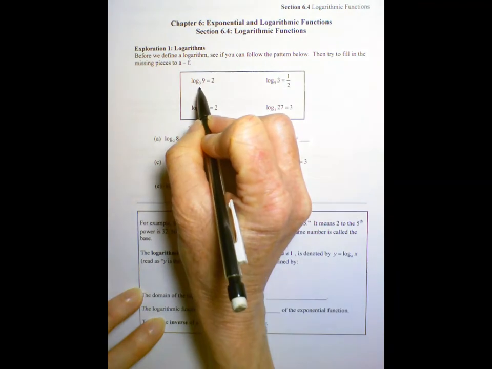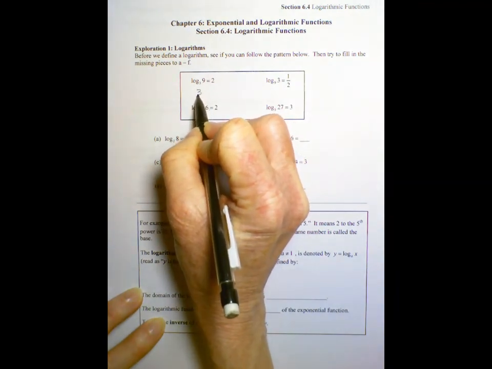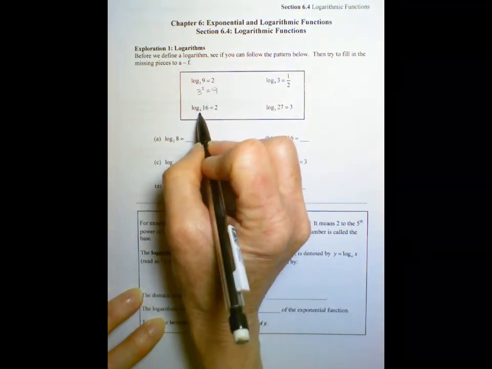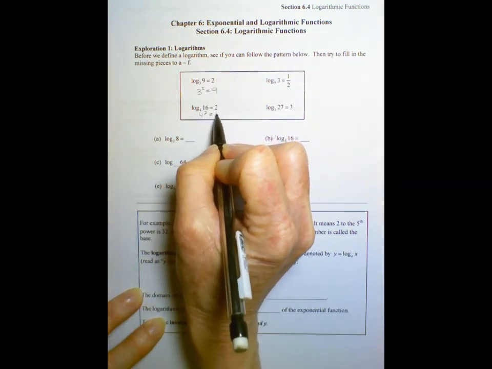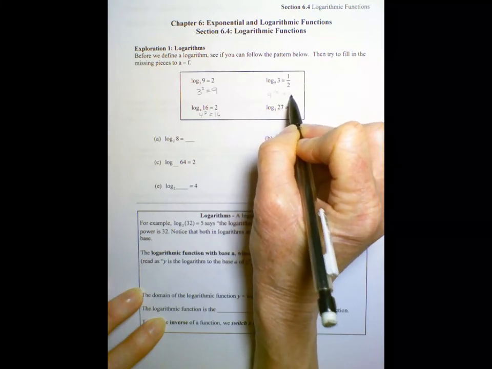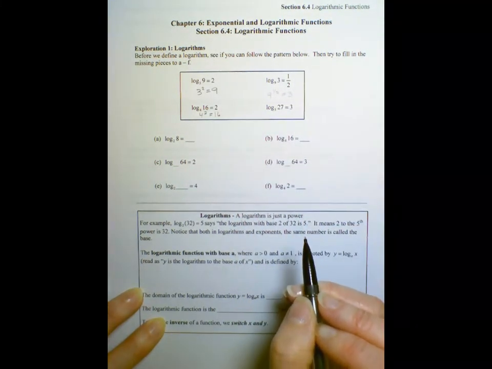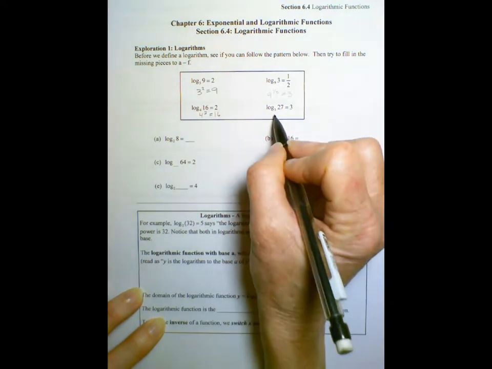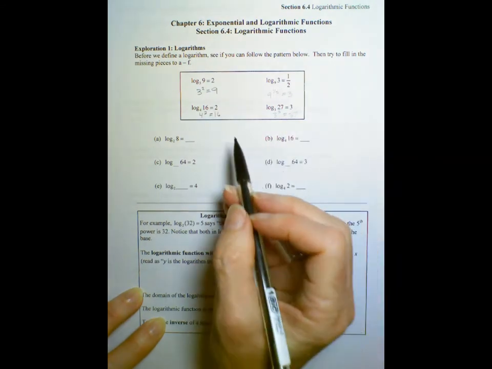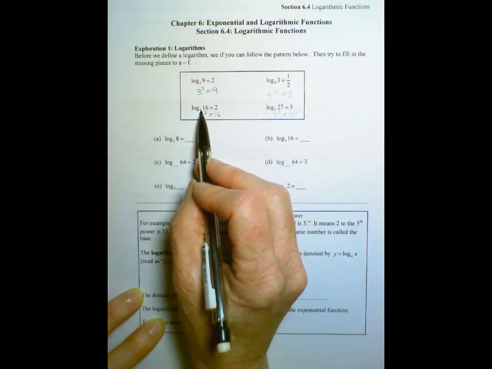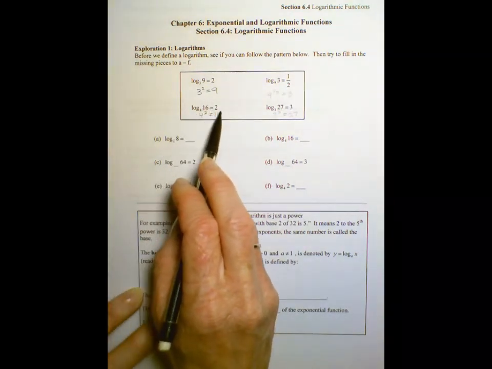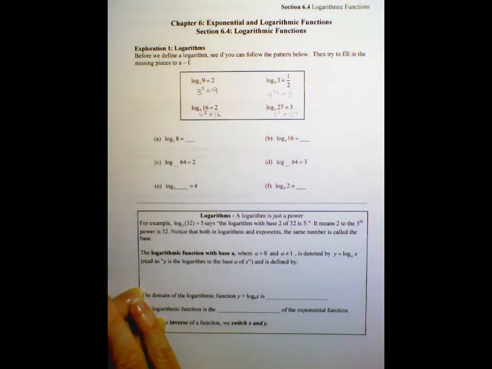Well, here we see that 3 squared would give us 9. Does that same pattern work? Is 4 squared 16? Yes. Is 9 to the 1/2 3? What is raising to the 1/2 power? That's the same as square root, right? And 3 cubed is 27. So what we're seeing is that the log is just an exponent. Every time we find the log here, we have found an exponent.